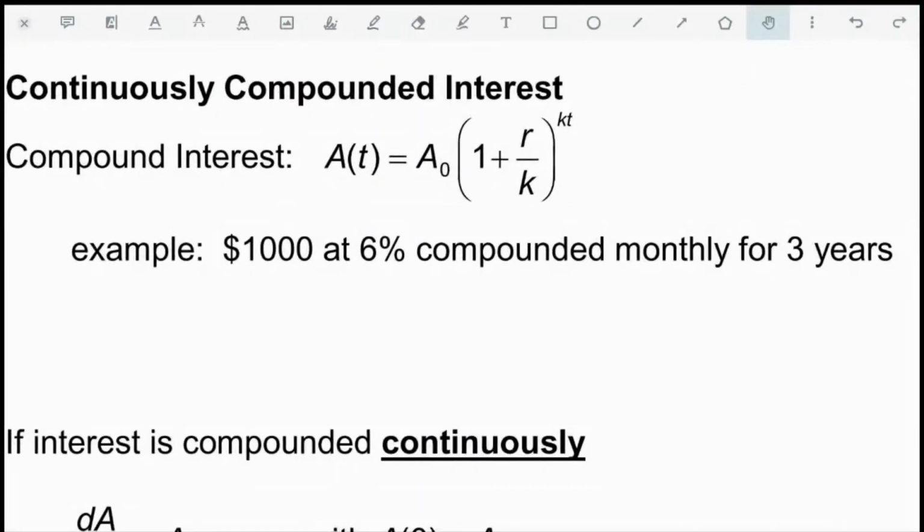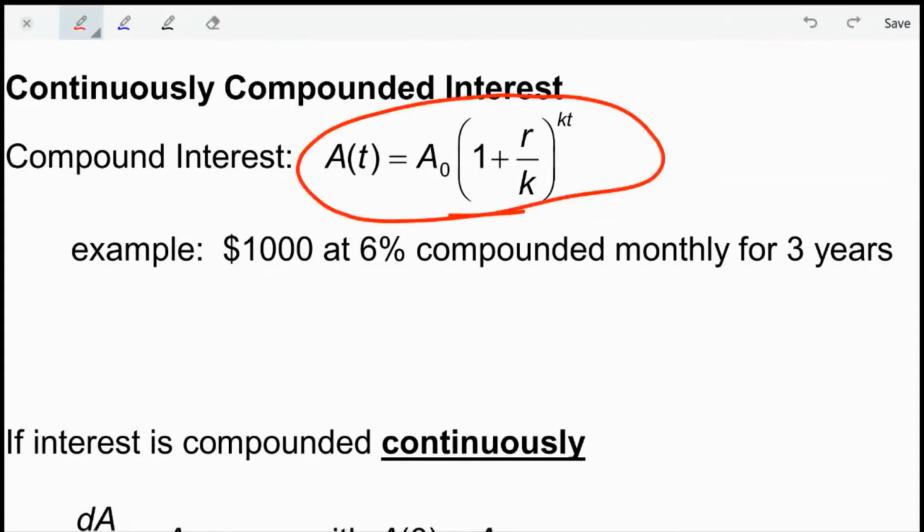All right, so we also have this whole idea of compounding interest. And you may or may not remember this from Algebra 2, but we can have interest compound at different intervals. And what we're looking at with this first equation, we're not really going to use this one much, but it's just kind of a bridge to get where we want to go. The amount of money we have at any point in time is equal to the initial amount times 1 plus r over k to the kt power. So that's an exponential growth model.